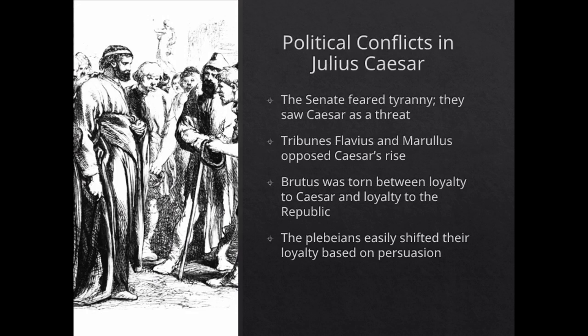The Senate feared tyranny, believing that Caesar threatened the Republic. Tribunes like Flavius and Marcellus opposed Caesar's rise, and Brutus faced a moral dilemma between loyalty to his friend and duty to Rome. The plebeians, meanwhile, easily shifted their loyalty based on persuasive speeches, first siding with Brutus, then turning against the conspirators after Antony's speech.